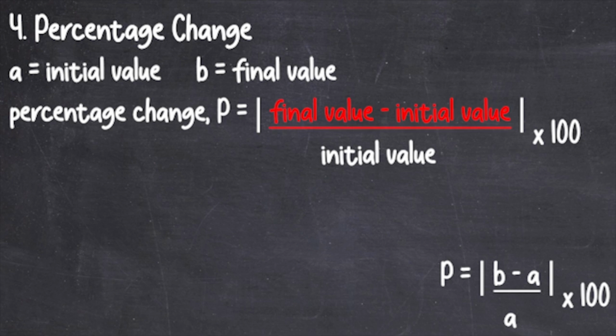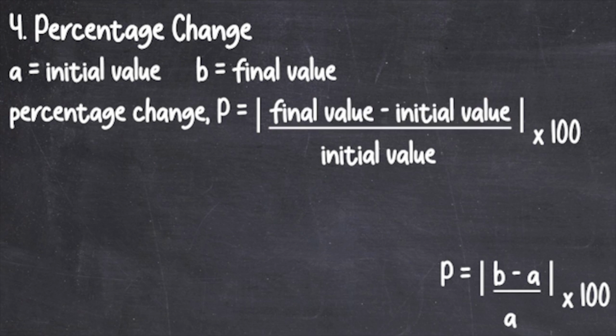First, subtract the initial value from the final value. Next, find the absolute value of the answer you got in the first step and divide it by the initial value. Finally, multiply this result by 100. This gives us the percentage change. This formula can be used to calculate both percentage increase and decrease.